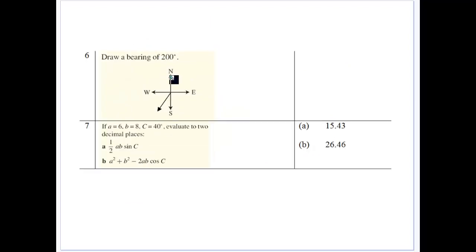Drawing a bearing of 200 degrees, not 200, but 200 as a 3-digit bearing. We know north was 000, and south is 180 degrees. So 200 will be a little bit on from 180, somewhere around there. Again, we're not looking for total accuracy. If you want to get your protractor and measure it out, you can do all that, but it should be somewhere in that direction there.